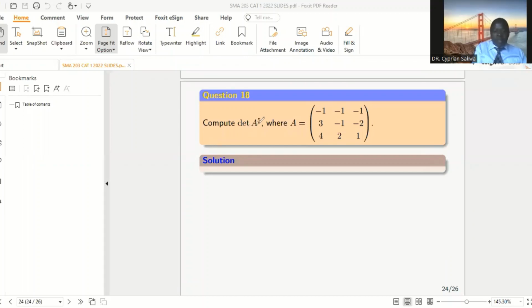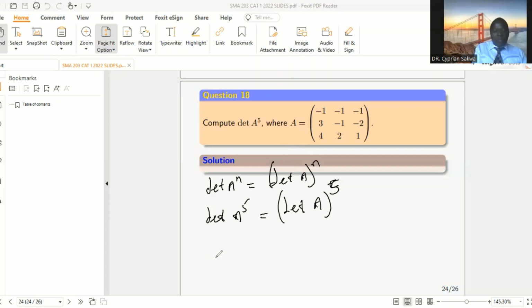Find the determinant of A raised to 5. Now, very fast, I know that the determinant of A raised to n is the same as the determinant of A, raised to n. That means the determinant of A raised to 5 is the same as the determinant of matrix A raised to 5. Now, one person may choose to multiply A 5 times. We'll still get the same answer, and then find the determinant.